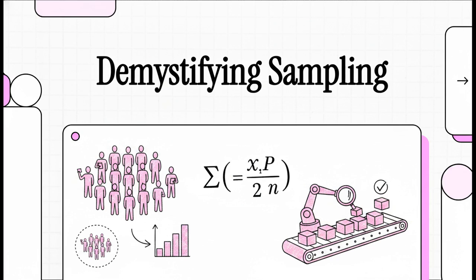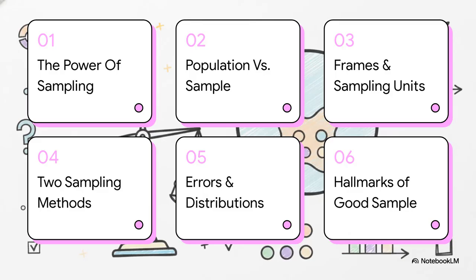And today, we're going to break down exactly how this all works, turning what might seem like a really daunting statistical process into an intuitive, everyday toolkit. So, here's our roadmap for today. We'll start with the power of sampling, clearly distinguish between the population and the sample, and then look at frames and sampling units. After that, we'll compare the two main sampling methods, navigate some common errors and distributions, and finally, wrap up with the hallmarks of a really good sample.